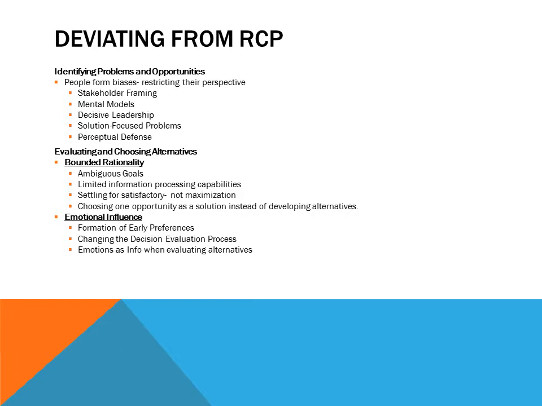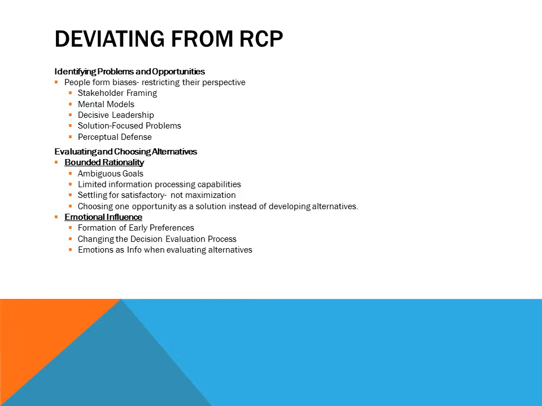Next, we deviate from the RCP when we're evaluating and choosing alternatives. This is caused mainly by bounded rationality, the view that people are bounded in their decision-making capabilities, including limited access to information processing, and a tendency towards satisficing rather than maximizing when making choices.